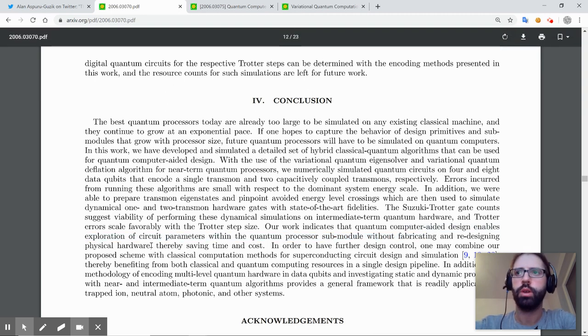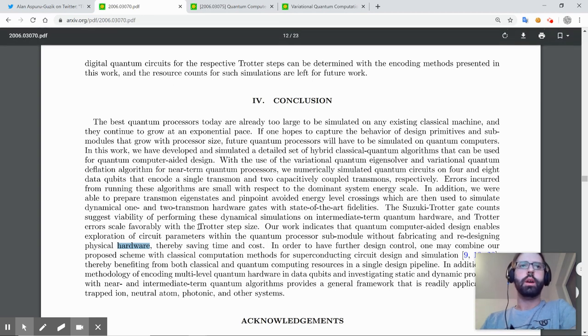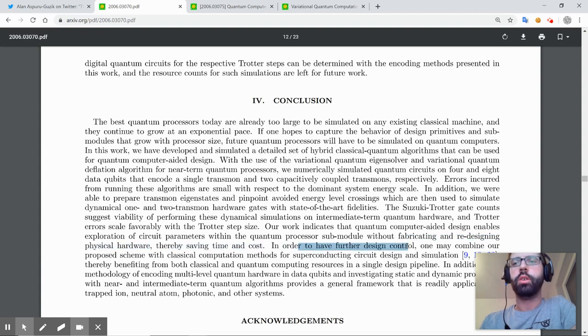Okay, that's the value. Okay, I get it. So the value is you don't want to have to fabricate something to actually test it. You want to simulate it upfront.